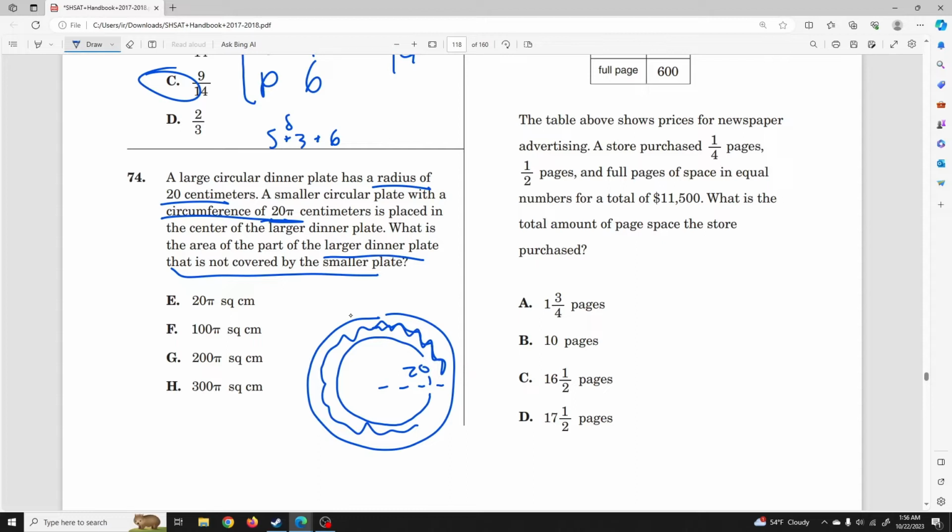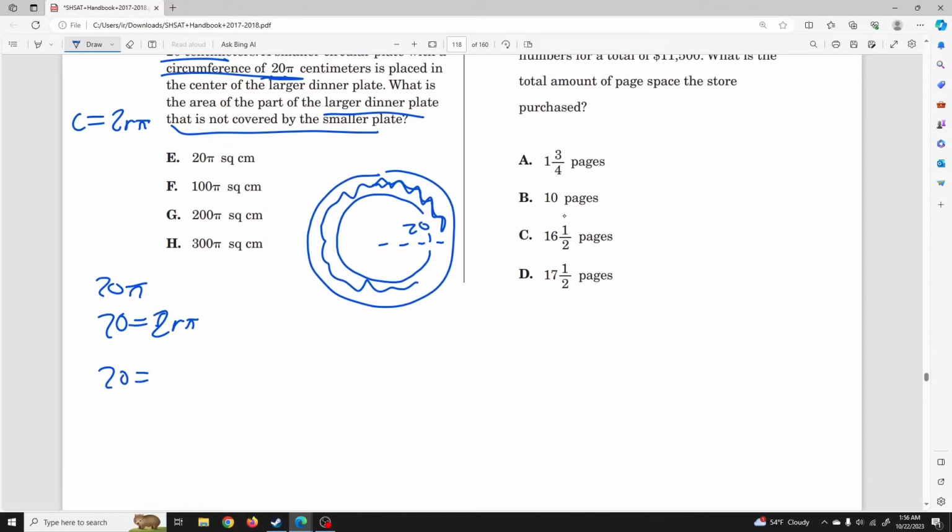So we know the radius of the big plate is 20, and we know that the circumference of the small plate is 20 pi. We know that the circumference is equal to 2 r pi, right? So 20 pi is equal to 2 r pi, right? So 20 is equal to 2r. We just divide by pi on both sides. And now we're just going to divide by 2. We know that r is equal to 10. So the radius of the smaller plate is 10. Why are we solving for the radius?